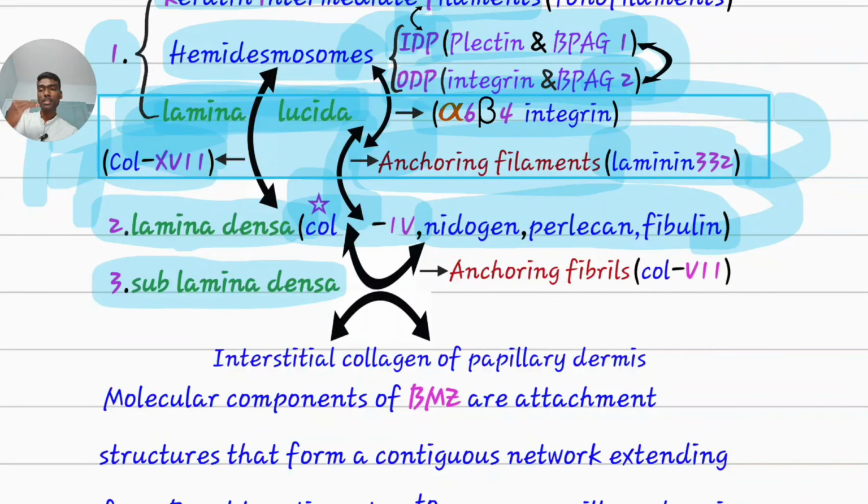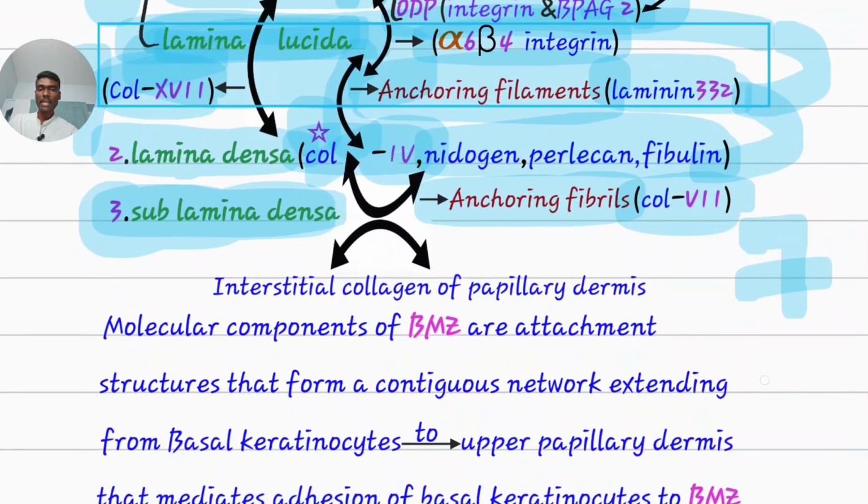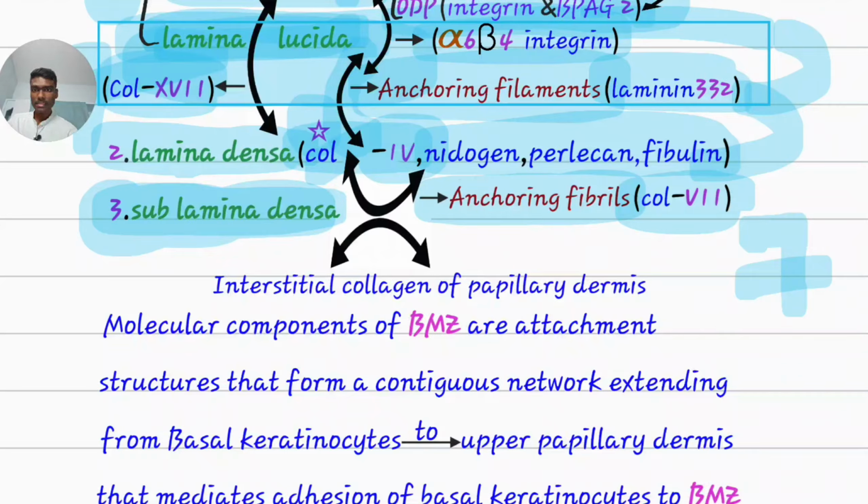Last, the deepest zone, zone 3, sub-lamina densa. It is lying below lamina densa, that's why it is called sub-lamina densa, containing anchoring fibrils, nothing but collagen 7. 17 in zone 1, 7 in zone 3, in between 4. Anchoring fibrils anchor above lamina densa, below interstitial collagen of papillary dermis.